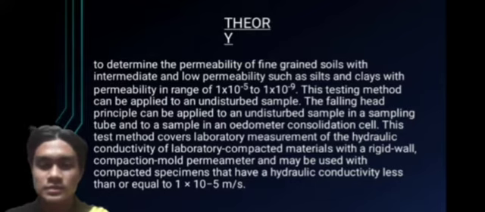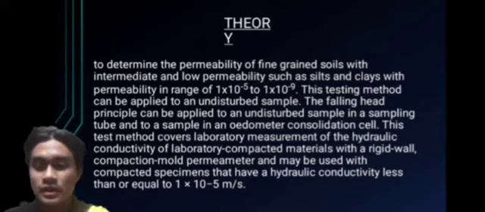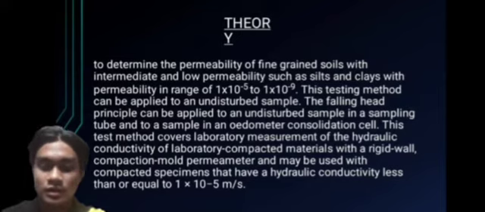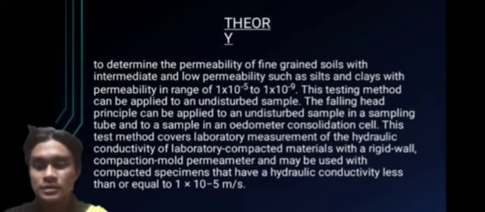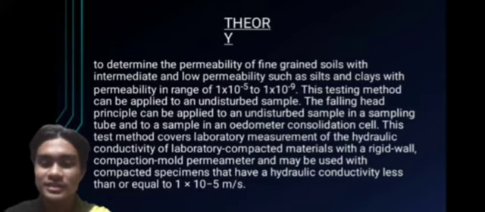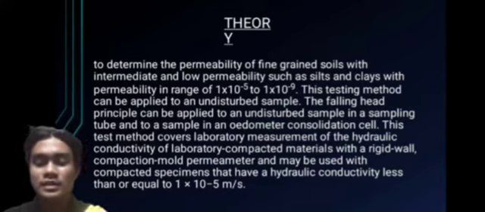The falling head principle can be applied to an undisturbed sample in a sampling tube and to a sample in a consolidation cell. This test method covers laboratory measurement of the hydraulic conductivity of laboratory compacted material with a rigid wall compaction mold permeameter, and may be used with compacted specimens that have a hydraulic conductivity less than or equal to 1 times 10 to the power of negative 5 meter per second.